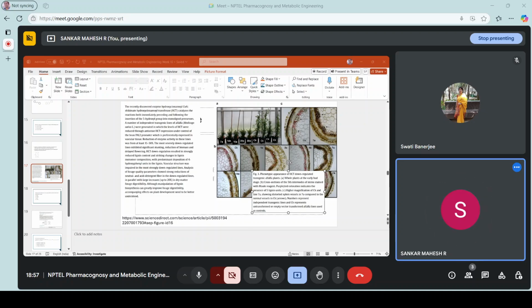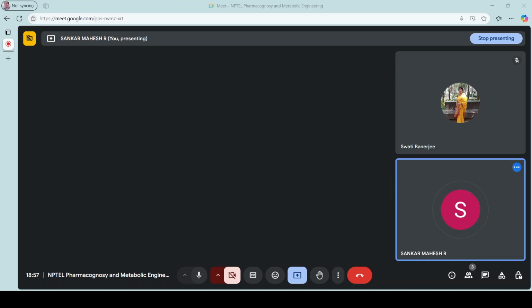Mentioning this is the result of that study. So here they say HCT downregulation resulted in strongly reduced lignin content and changes in the lignin monomer composition with predominant deposition of 4-hydroxyphenyl units in lignin. So this 4-hydroxyphenyl is your H-lignin that is getting deposited, which is what they are saying here. Right.